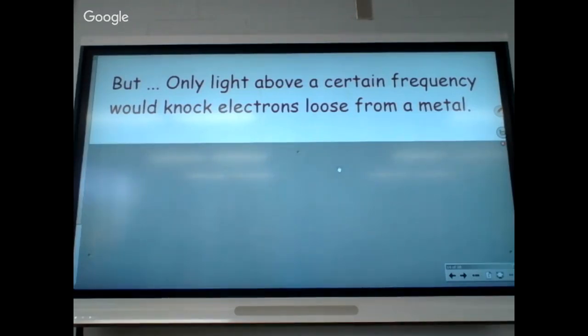So wave theory said all types of light would eject electrons. But you guys aren't scientists, and even you know this isn't going to work. Only light above a certain frequency is going to knock electrons loose. So there has to be some other way to explain it, and that's what we're going to work on next.